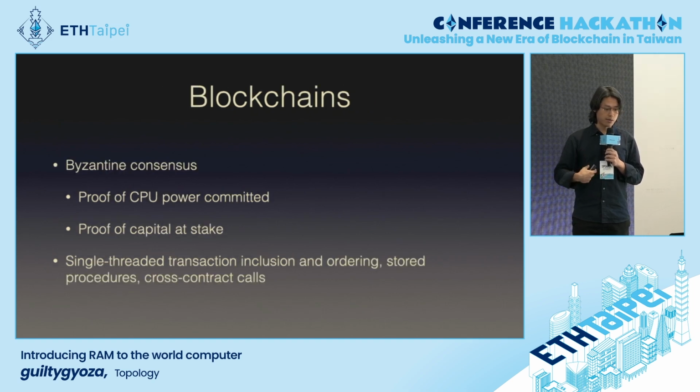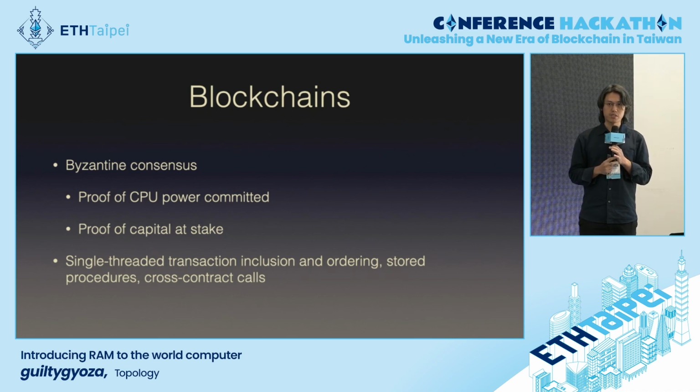So we have blockchains, and blockchains basically operate a replicated state machine over voting consensus, right? So we're all familiar with how Bitcoin works. Bitcoin relies on nodes voting with their CPU power on state transitions, and Ethereum relies on capital put at stake for voting. Blockchain as an execution environment is a single-threaded environment. It's a single-threaded environment to include and order transactions.